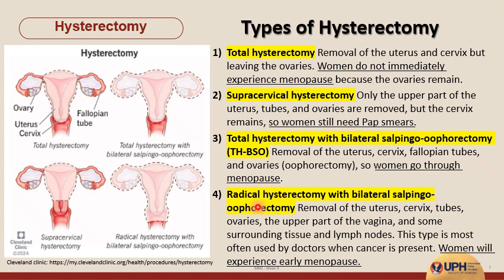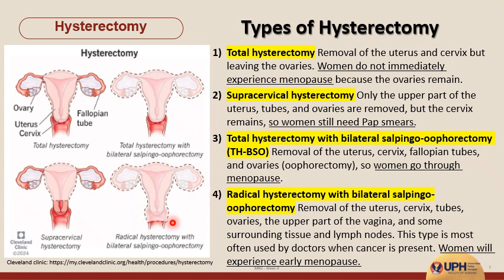And then we have what we call radical hysterectomy with bilateral salpingo-oophorectomy. So what happens? We remove all the parts, such as the uterus, the cervix, the fallopian tubes, as well as the ovary. And sometimes we also remove an upper part of the vagina. When the cancer has also spread to some nearby tissues and some lymph nodes, then we also remove those. And this type is actually the one most commonly used by doctors when there is cancer.